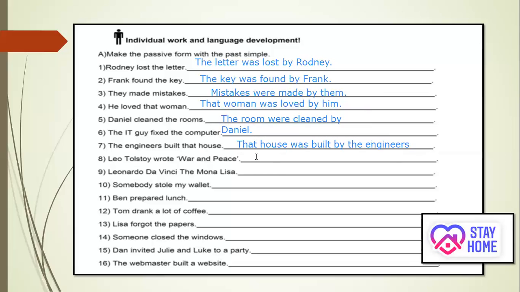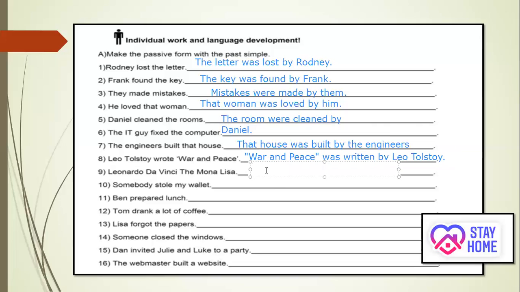And we have the other one. Leo Tolstoy wrote War and Peace. So how is that? It becomes like this. War and Peace was, now we use the past participle of wrote, written by Leo Tolstoy. And we have a perfect past passive sentence.